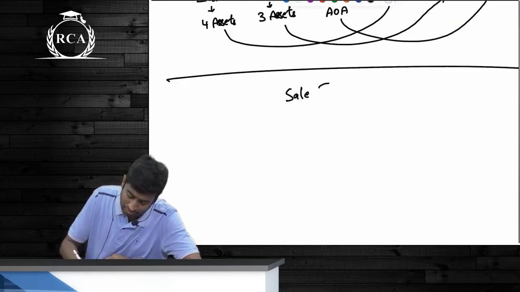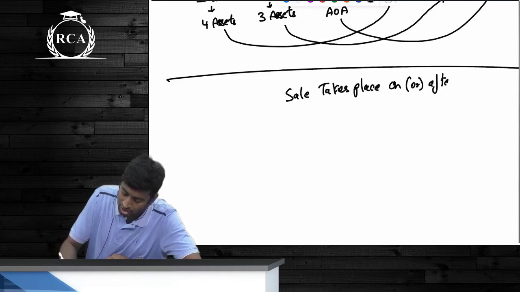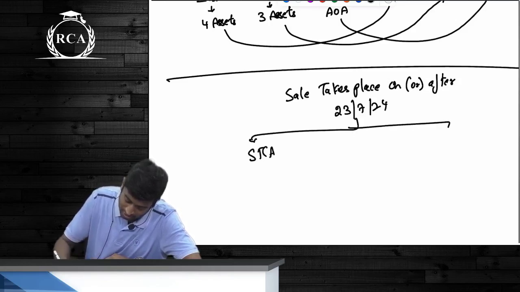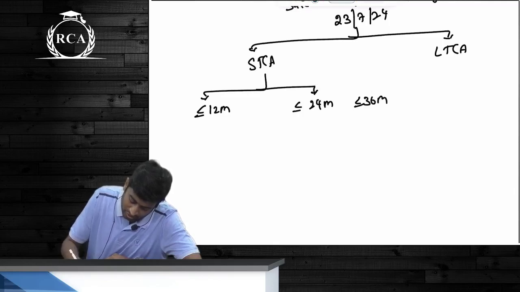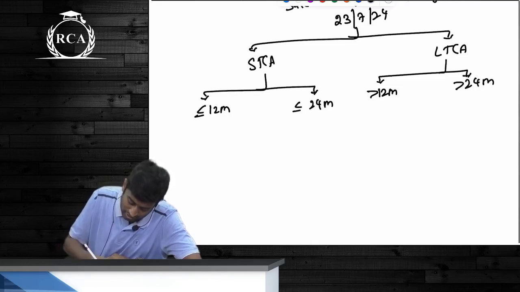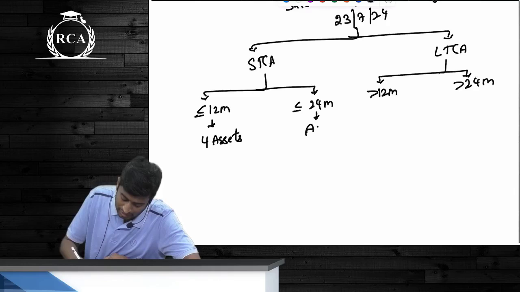if the sale takes place on or after what? 23/7, then ये क्या है? शॉर्ट टर्म. ये क्या है? लॉन्ग टर्म. 12 बोलो क्या था? 24 36. ये 36 को उड़ा दिए ये लोग. So now we don't have 12, 24, 36. We only have 12 and 24. Ikkada those same 4 assets will apply. Ikkada they have introduced as AOA. What is AOA?